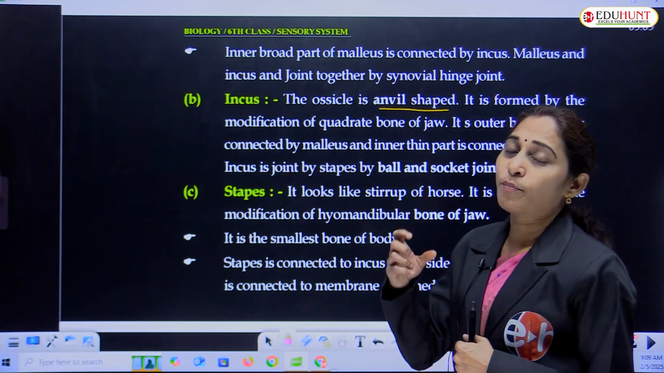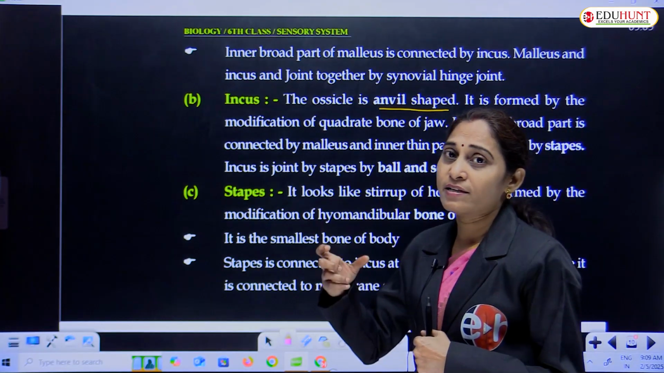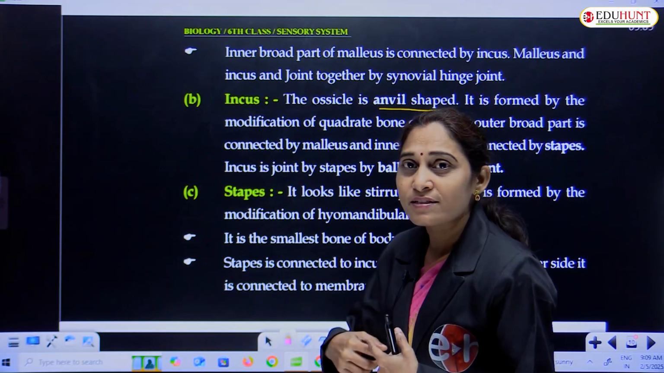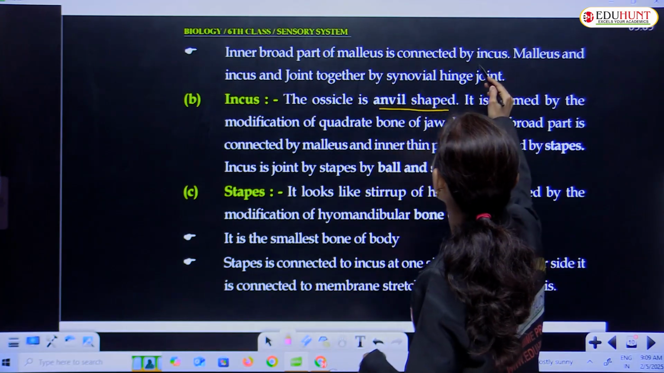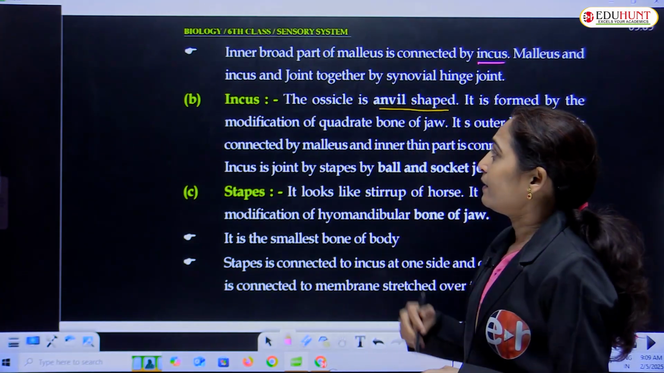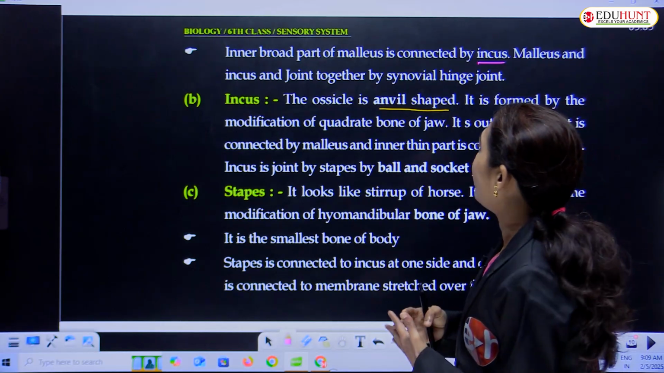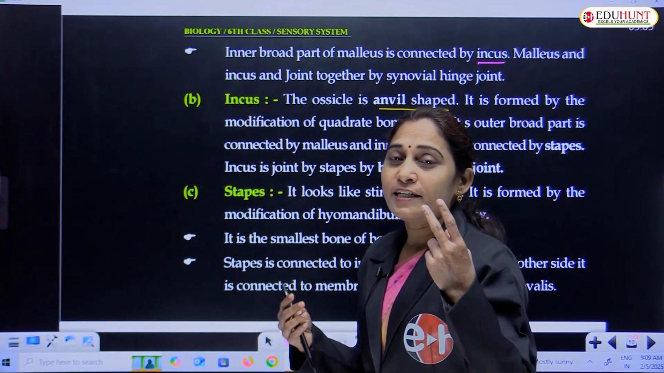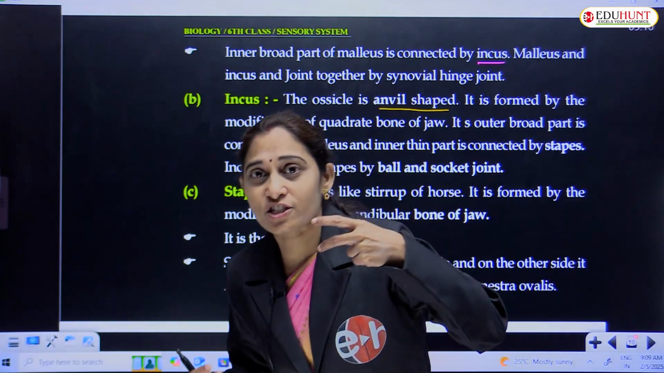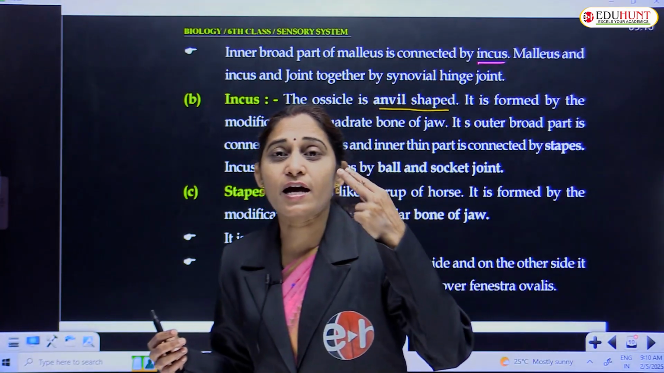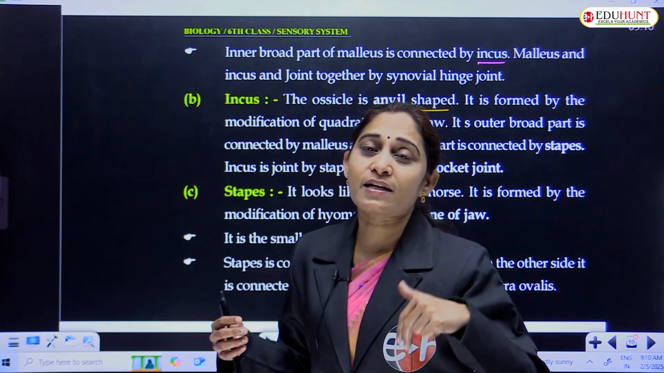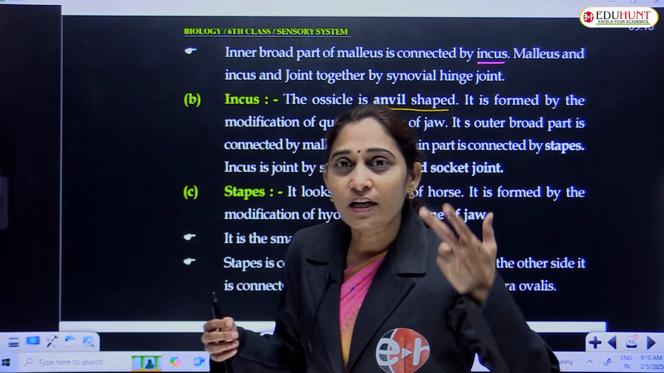And the inner broad part of the malleus is connected to the next bone, that is incus. There is a joint between these two, malleus and incus. A joint means two bones are connected together. Bone and muscle are connected by a ligament.